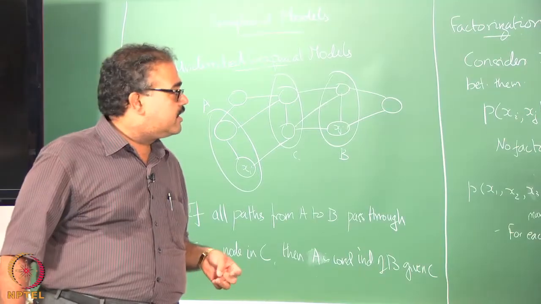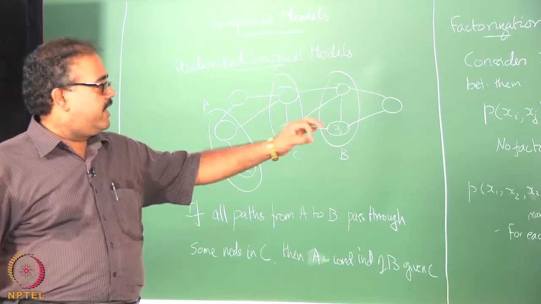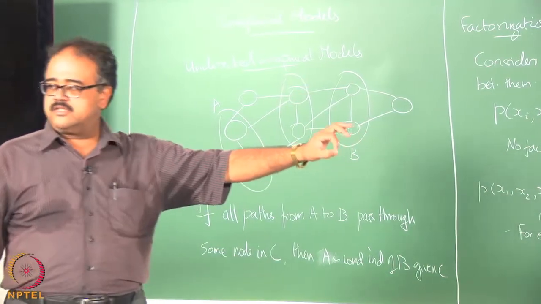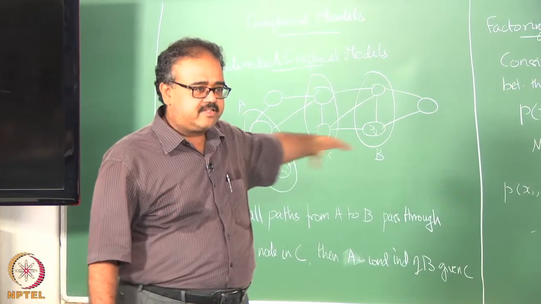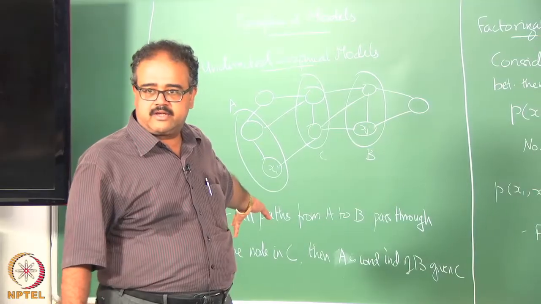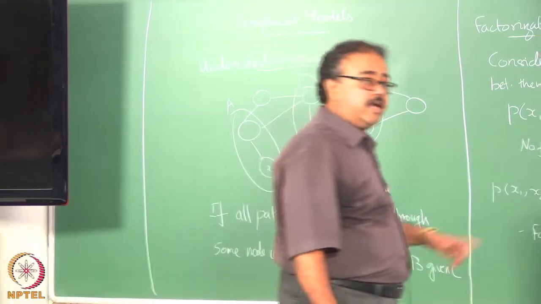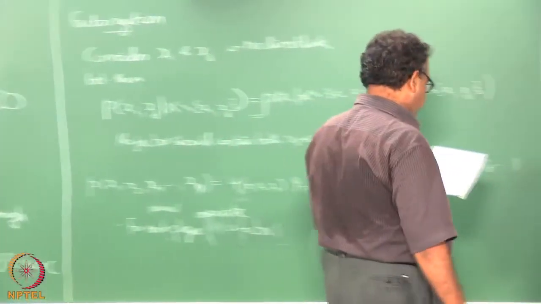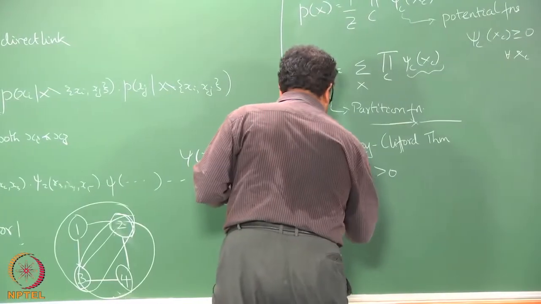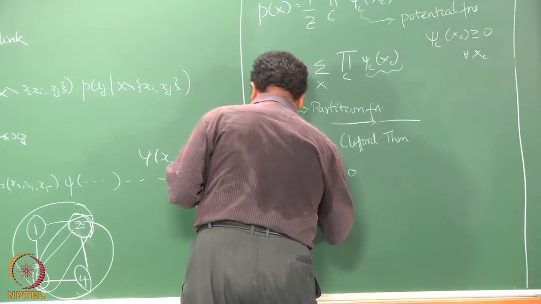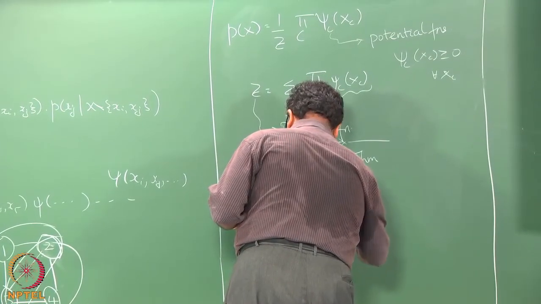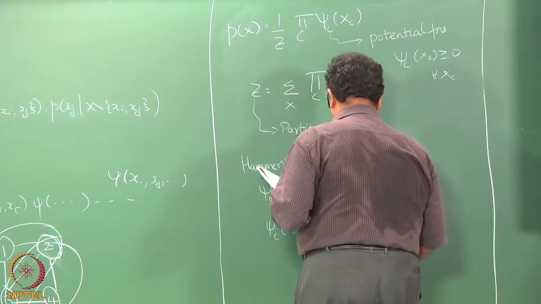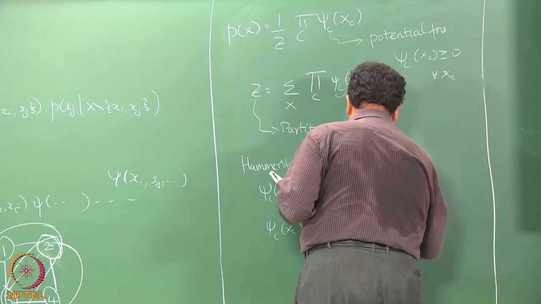So what the Hammersley-Clifford theorem says is, if a probability distribution is consistent with this kind of a factorization, that is, if such a factorization exists, then that probability distribution can also be expressed by using factors that are of this form. So that makes our life easier.